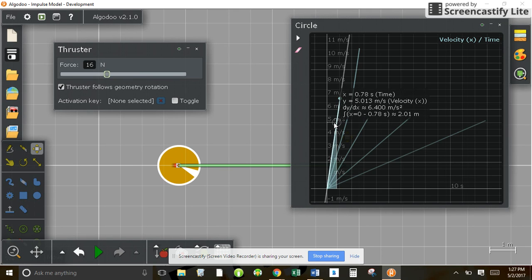In 0.78 seconds, it's going 5 meters per second. There's your next data point. So far, we have 1, 2, 3, 4, 5 data points. That's going to have to be enough for now, so we can find out what the relationship is between how much time it takes versus how much force we're pushing, for the same mass and the same change in velocity.